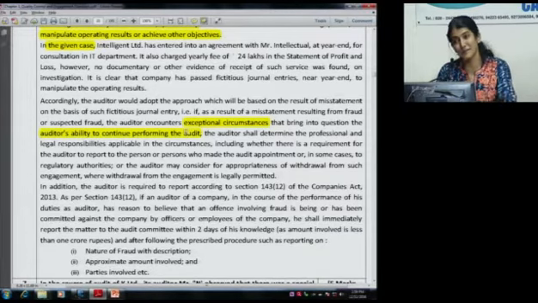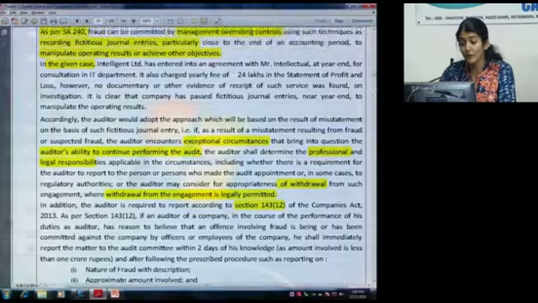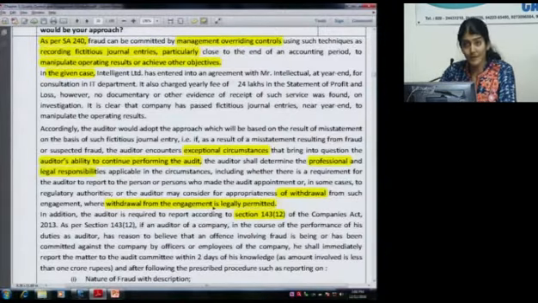I saw this in the 700 question bank. The auditor shall determine the professional and legal responsibilities applicable in the circumstances, including whether there is a requirement for the auditor to report to the regulatory authorities or withdraw from the engagement if withdrawal is legally permitted. In addition, 143.12. But now how much is the amount of fraud? 24 lakh, no? So less than 1 crore.